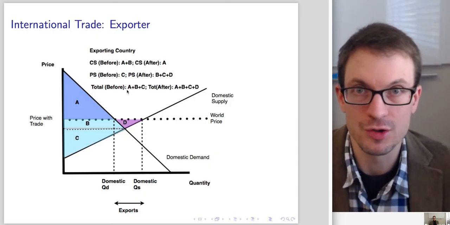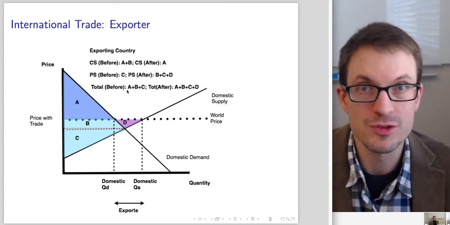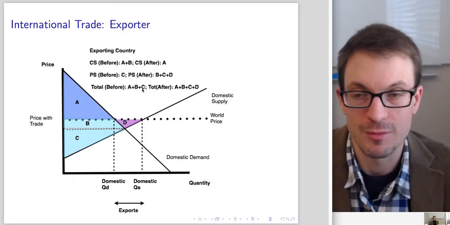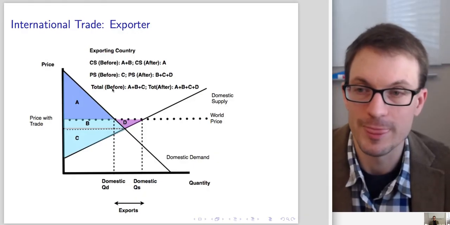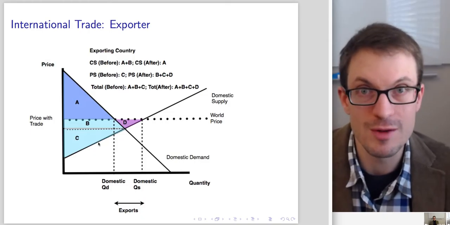Economists typically argue that winners win more than the losers lose. But those wins and losses might be highly concentrated in some cases. And so there's some nuance there. Anyway, so total surplus has risen. Total surplus has risen with trade. Trade makes everyone better off.